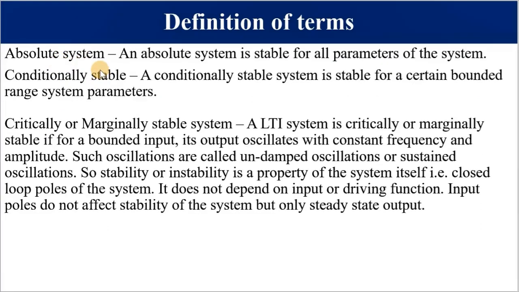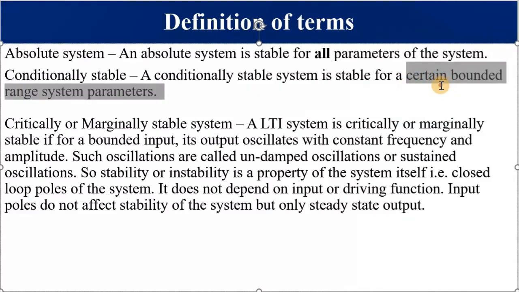What is an absolute stable system? This is a system that is stable. Please take note, for all parameters of the system. What is a conditionally stable system? Here we have a condition, and what is the condition? The system is stable for a certain bounded range of system parameters. So this is referring to a certain bounded range of input parameters.